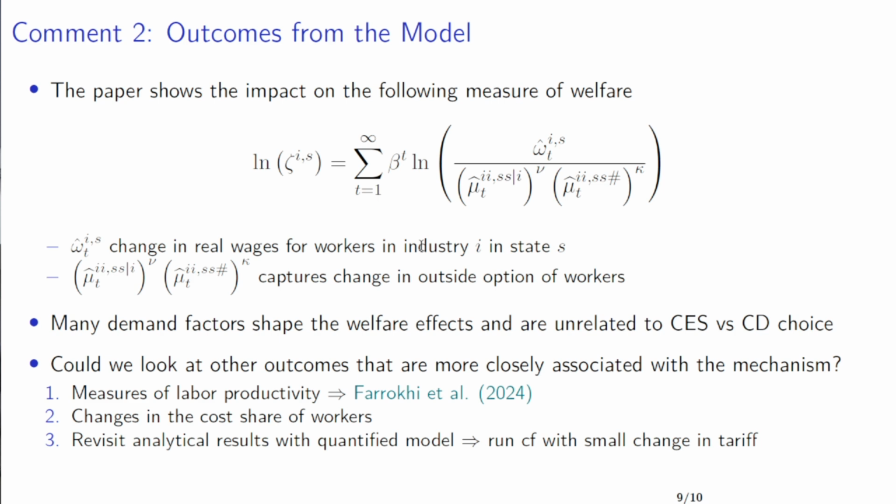This is the typical measure of welfare that we have in those models. We have the change in real wage, but we also have to adjust this by the fact that you can migrate to other regions of the economy. So the other regions might also be benefiting, and so you have to take that into account. But I think that it would be interesting to look at other outcomes that are more closely associated with this substitutability mechanism, because the welfare is going to capture a bunch of things that are related to the demand factors that are not necessarily directly related to the CES versus Cobb-Douglas choice.